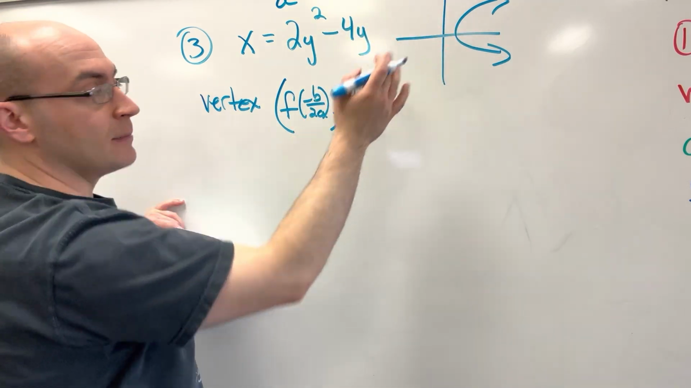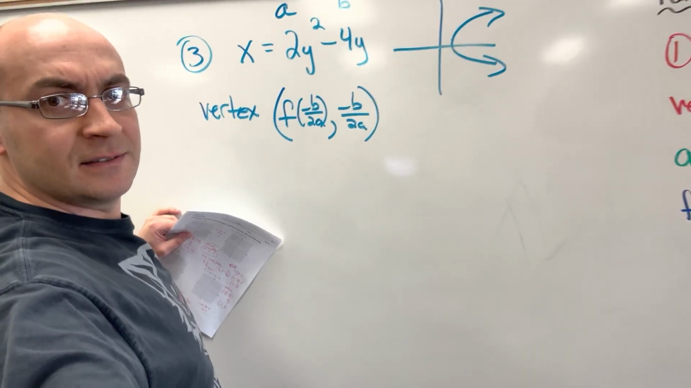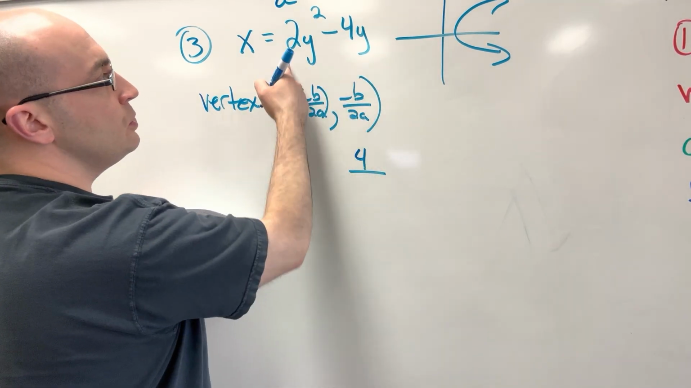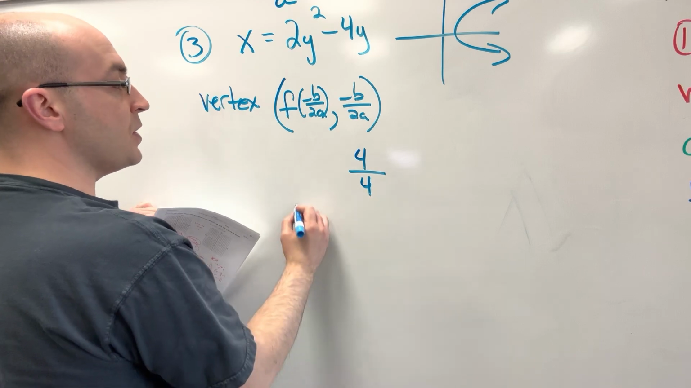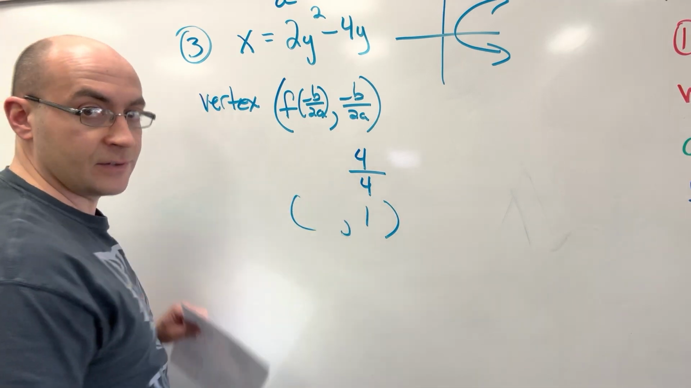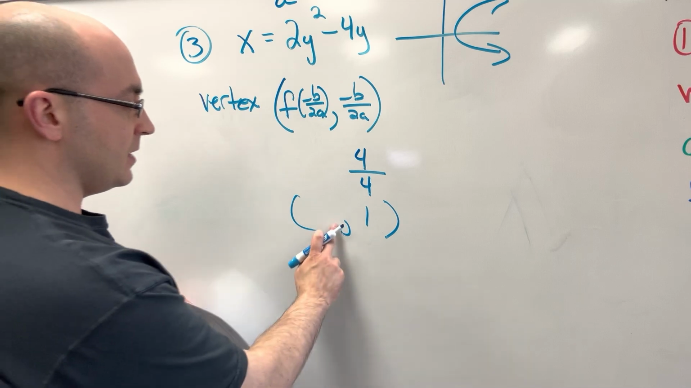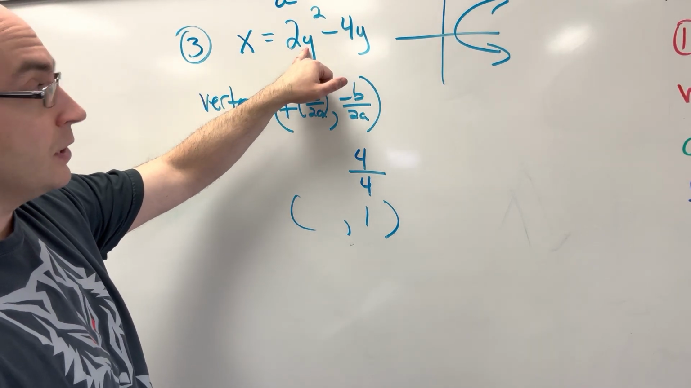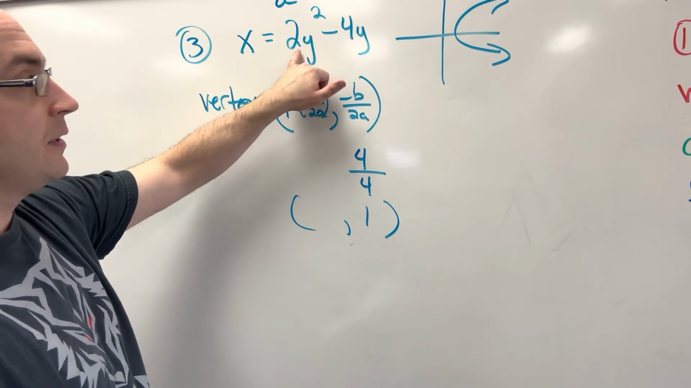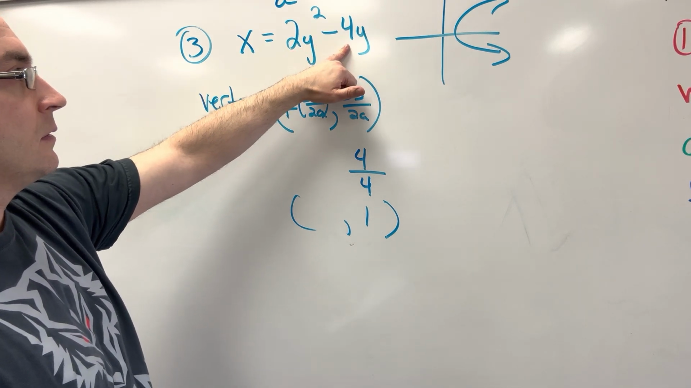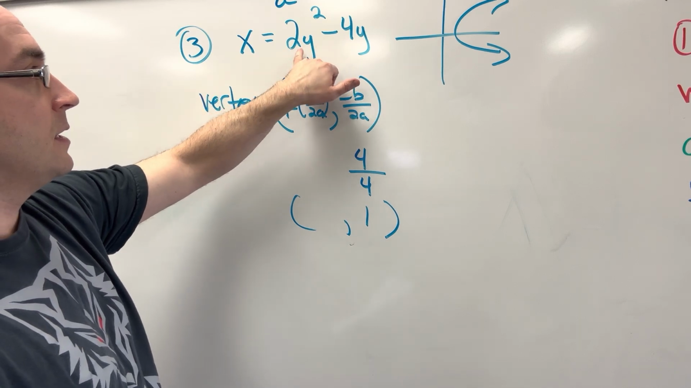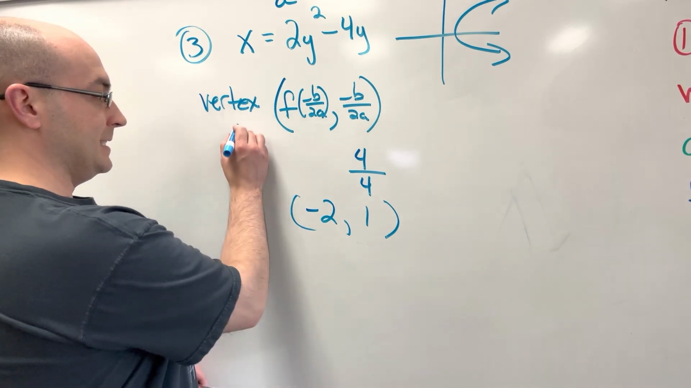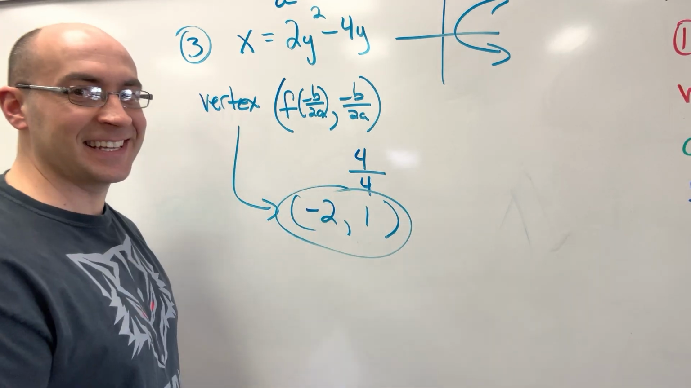So remember that this is a and this is b. C doesn't exist in this problem. It's 0. So, I don't know if you see that. A and B. Okay. So negative b is 4 over 2 times a, which is 4, which means the y value of this function's vertex is 1. So now I'm just going to reverse the process, and I'm going to plug in 1 to both y values and solve. Well, if I plug in a 1 here, 1 squared is 1, and 1 times 2 is 2. And then a 1 here is negative 4. So 2 minus 4 is negative 2. See how easy that was? Thanks again. Really, really helpful.